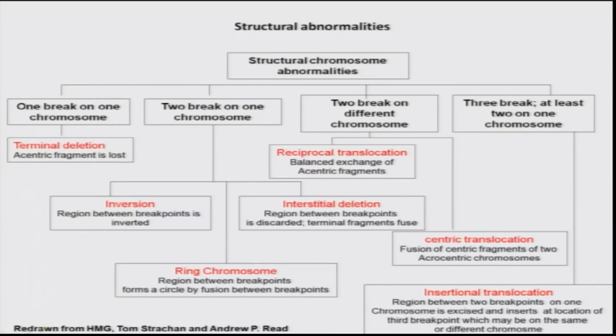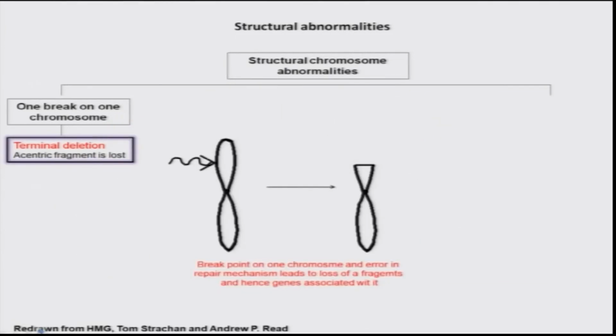So what we are trying to say is that one group of them happens on one particular chromosome, or it can happen between two different chromosomes, and depending on what kind of changes happen, they are classified into different groups. We will see one after the other. Let's look into the first one.